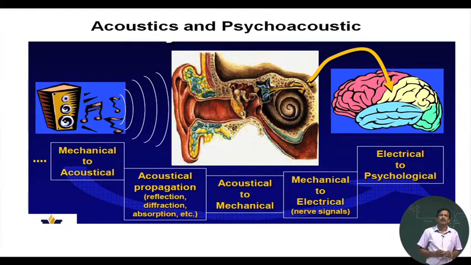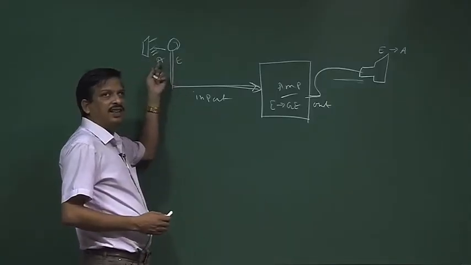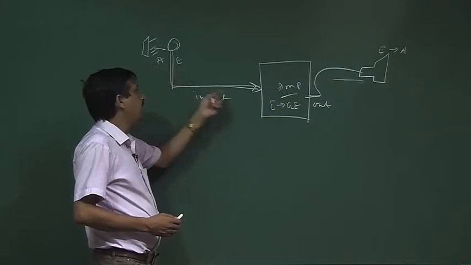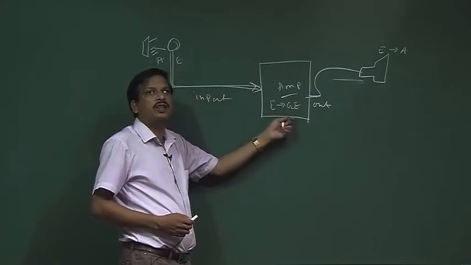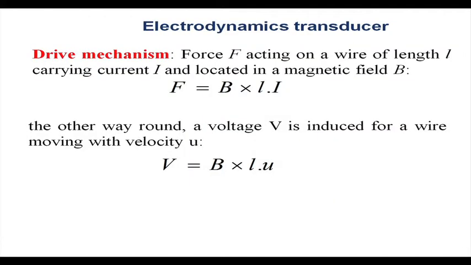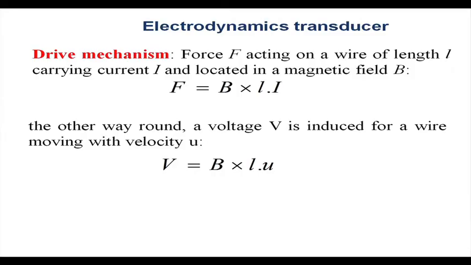Similarly, in the case of an amplifier, I require an electrical signal. So, what I do is acoustical to electrical, then put some operation on the electrical signal, and then again electrical to acoustical. So, how do you do it? We want to transform electrical to acoustical and acoustical to electrical.